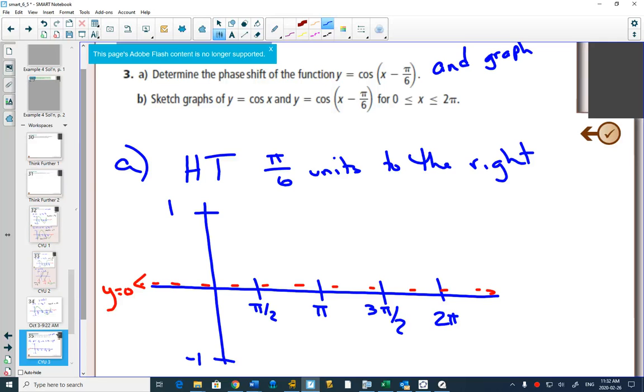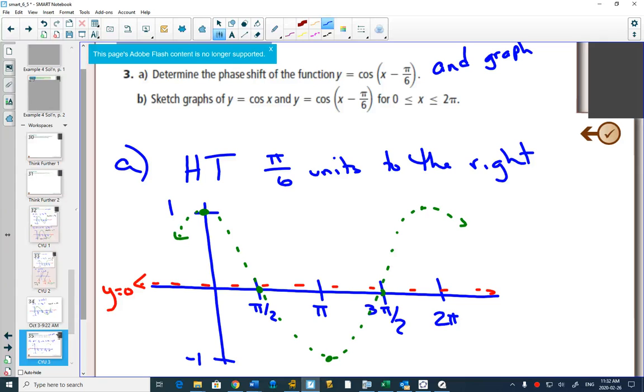And if I temporarily draw my cos graph, just my parent graph, and I'll do it in a dotted line, right? Our cos graph would start at a maximum, then center line, then minimum, then center line, then maximum. This is our cos graph without a phase shift. Then on this graph, we need to determine where is pi over 6 on our scale.